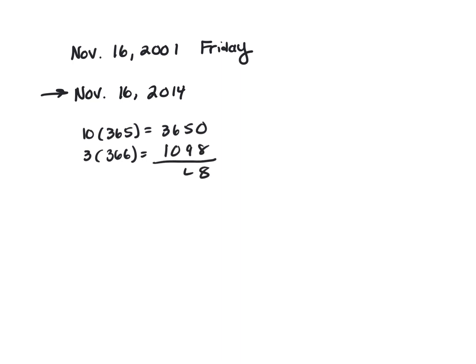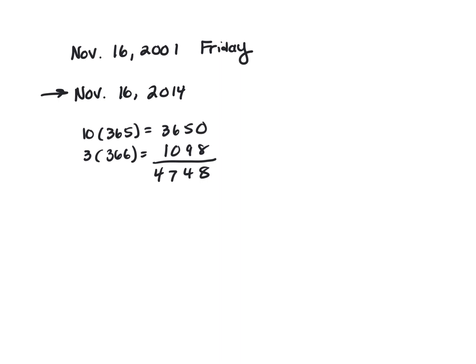So we've got 10 years where there's 365 days. So that's going to be 3650. And we've got 3 years where it's leap years. We've got 366, and that's 1098. So that's a total of 4748.